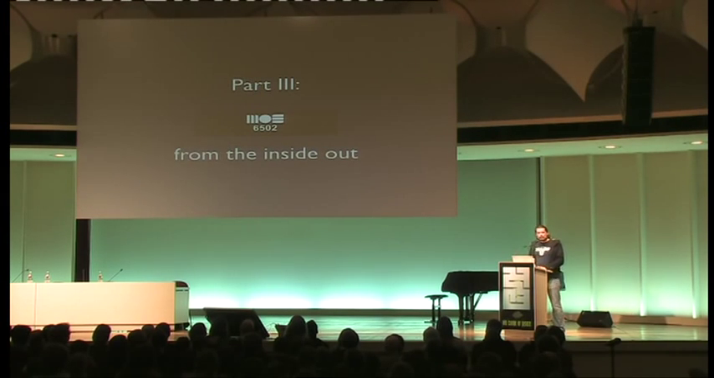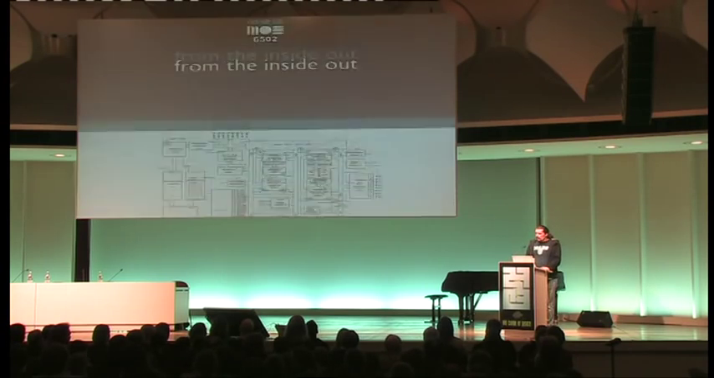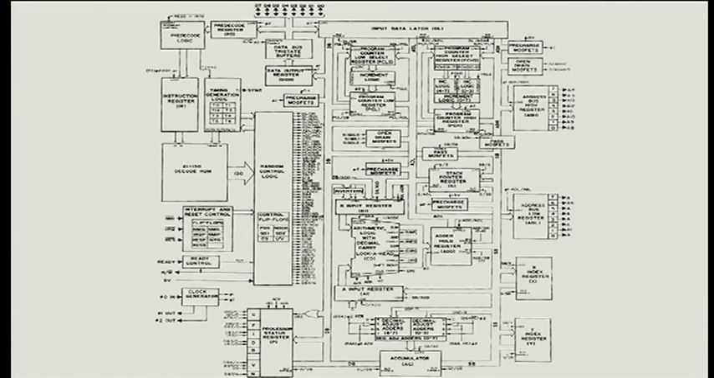So what have we learned from all this? What can we now understand about what's going on inside the CPU? Part 3, from the inside out. For everything here, we have to start with this really nice schematic diagram again. Let's look at it in a little more detail now.